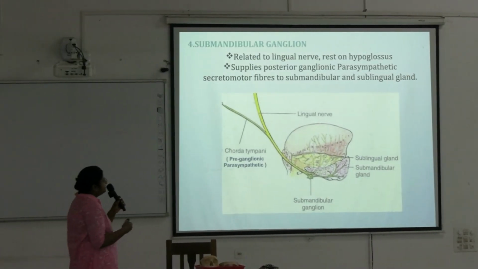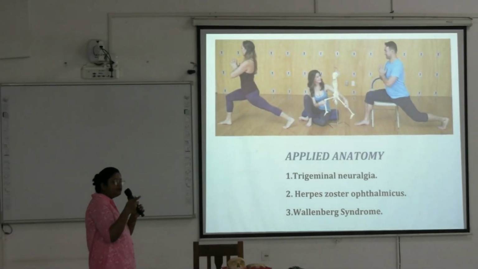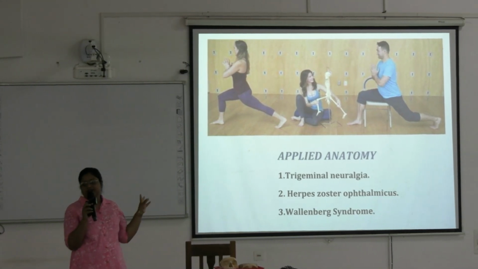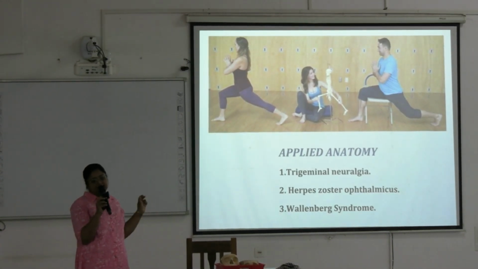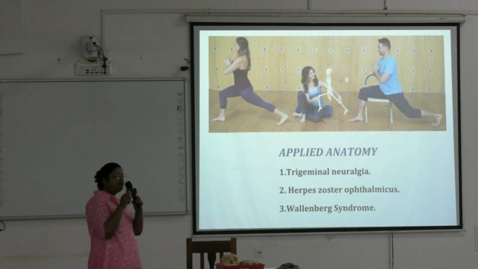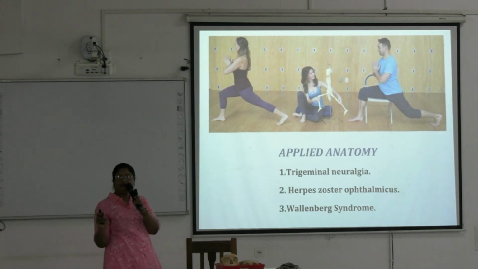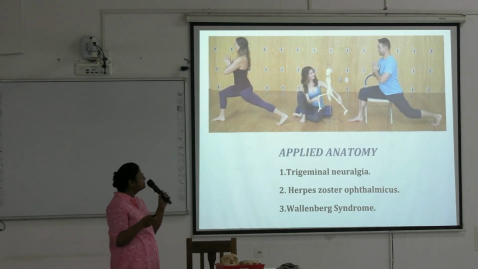Okay. Next, so these four ganglia are important. These four ganglia come in your theory. Okay, four parasympathetic ganglia: ciliary, otic, pterygopalatine, and submandibular ganglia. Very, very important, very frequently given in your theory, these four ganglia.